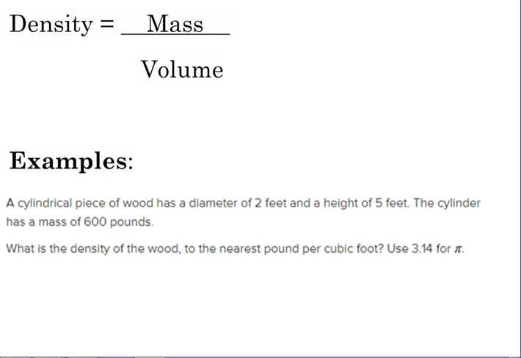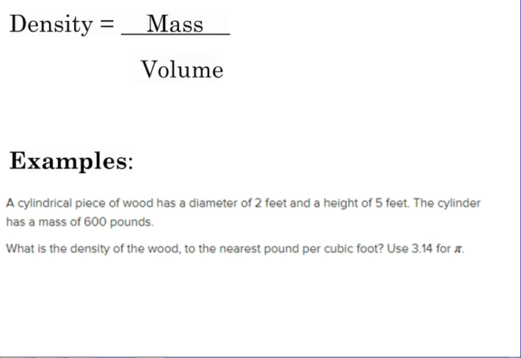So for example, and I wouldn't write down all these words, but let's just write down the important things that we need. A cylindrical piece of wood. If they tell us the shape, it probably has implications in the problem. A cylindrical piece of wood has a diameter of 2 feet, a height of 5 feet, and the cylinder has a mass of 600 pounds. They want to know the density of the wood to the nearest pound per cubic foot.